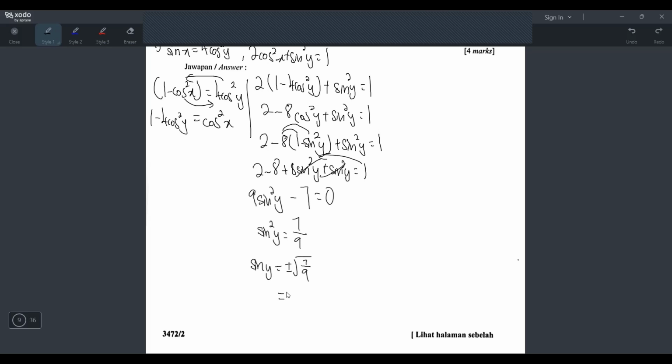Okay, my calculator gives me 0.8819. Let's write it to 4 significant figures, 0.8819. And the other side is still sine y, and don't forget to write the plus minus sign. Now you can find your angle y, but you have to move the sign to the other side, and then you have to press shift sine.